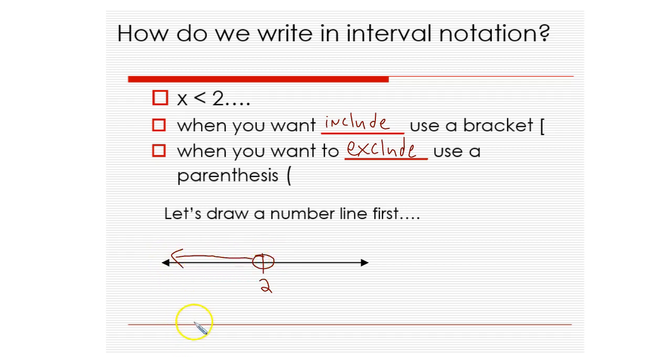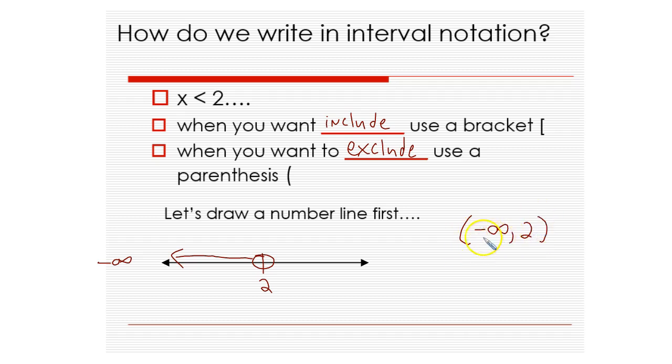You write these intervals from left to right, or least to greatest in this case. The least is way over here, forever to the left at negative infinity, and the highest that we go, although we're not including it, is 2. So our interval in interval notation would be from negative infinity to 2.